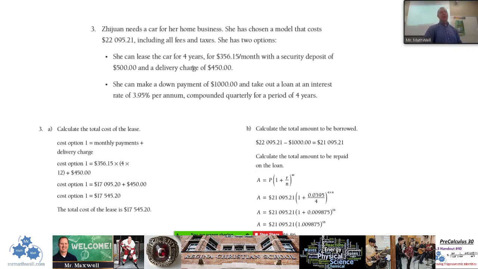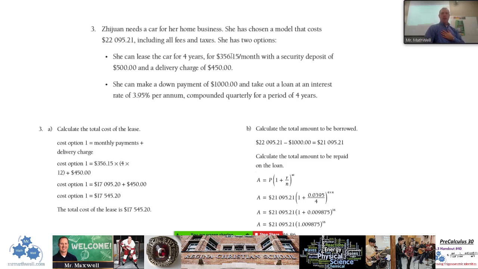So to calculate the costs there, for the first part, you would take your monthly payment times 4 years times 12 months a year. So down here, you see the payment times 4 times 12.